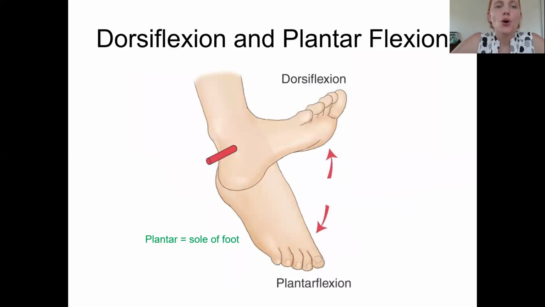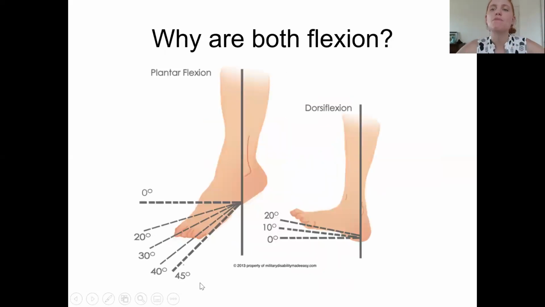Okay, so now we're talking about the foot. On this foot here, we have two actions, and the first is dorsiflexion and plantar flexion. They're both a type of flexion, but we're going to talk about where the name comes from first. So dorsi, as in dorsum, that's the top of the foot, and plantar means the bottom of the foot.